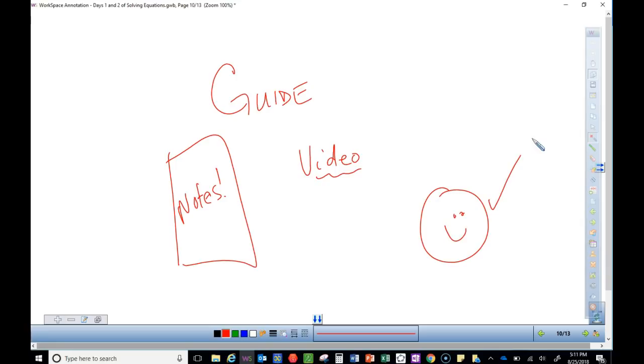We'll try some with variables on both sides tomorrow, both sides of the equation. When we have x's on this side and x's on this side, what do we do? That's for tomorrow. You're doing great.